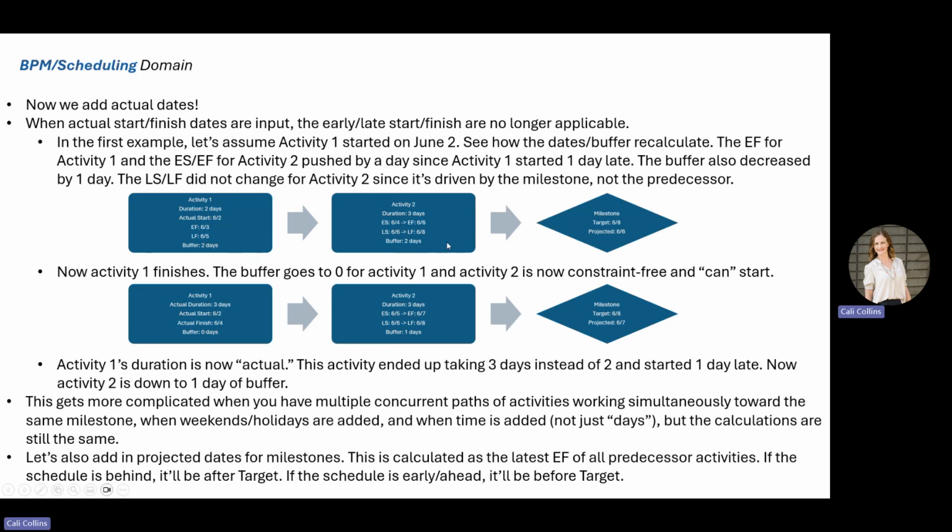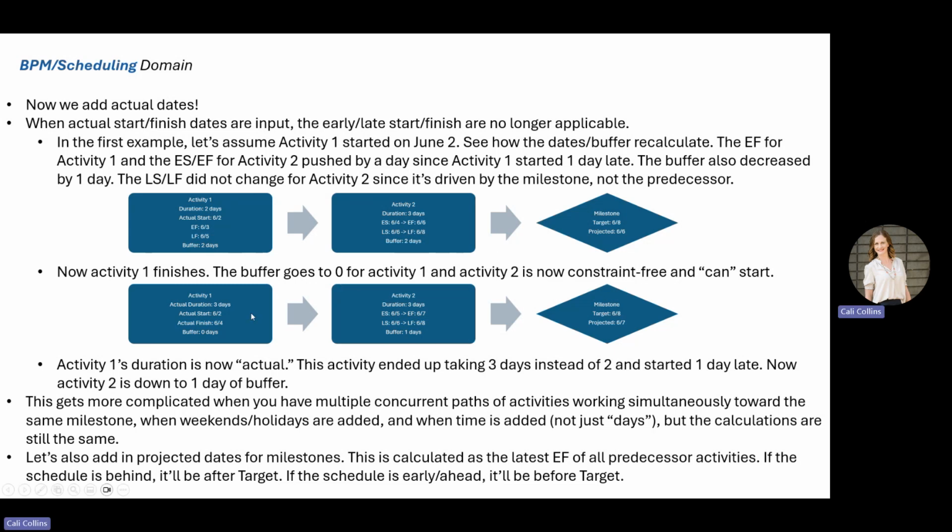We'll also notice that we are starting to add in a projected date on the milestone. So that is similar to an early date for the previous activities. That's showing what is the soonest that milestone could be completed based on all of its predecessors also being complete. If we followed the early start and early finish dates, then that would be projected to be completed on the 6th. So that milestone would have a buffer of 2 days also.